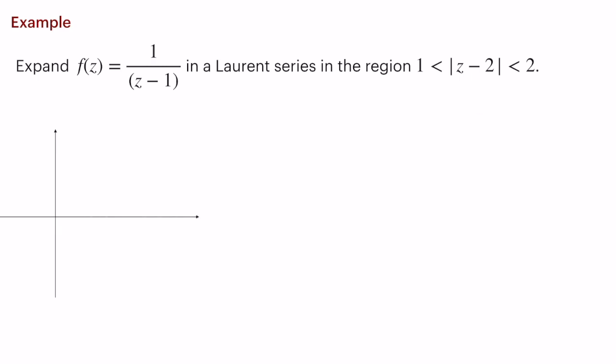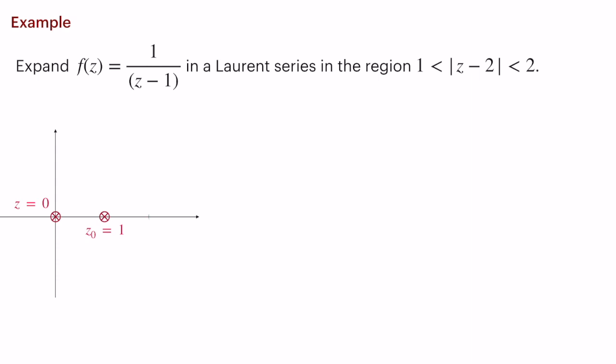So let's first pictorially see the domain we are interested in. The function has a singular point at z is equal to plus 1. So I pointed here z is equal to 0 also. There is no problem there. It's not a singular point. The singularity is only at z is equal to plus 1.